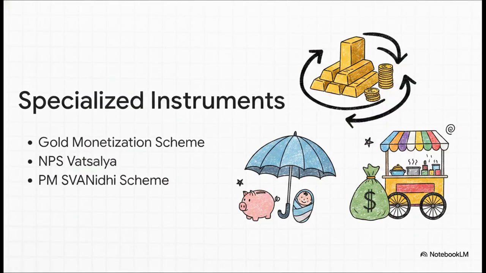It's actually pretty fascinating to see how specialized these financial instruments get once you move past the basics. You have the Gold Monetization Scheme, which aims to unlock the country's massive private gold reserves. Then there's NPS Vatsalya for youth pensions. But the PM SVAnidhi scheme, that is a real game changer. It offers specialized collateral-free working capital loans specifically to street vendors, which formally recognizes them as the vital micro-entrepreneurs they truly are in the urban economy.